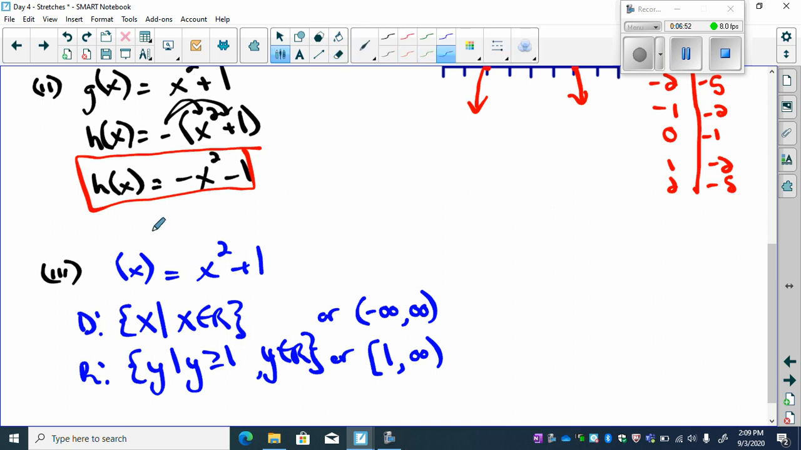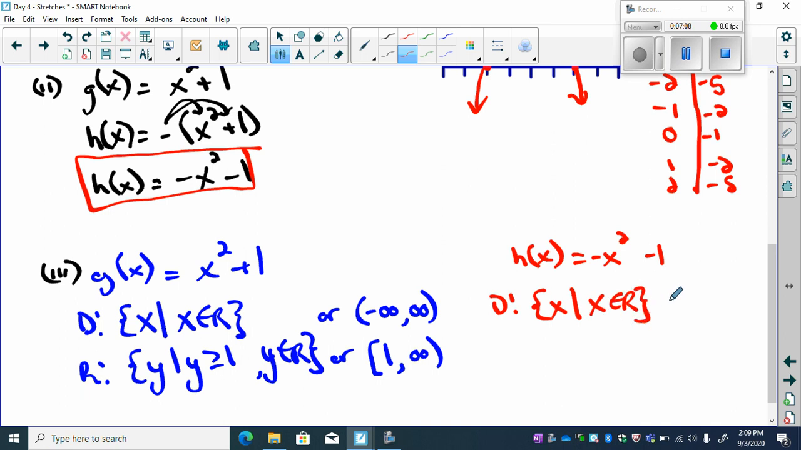And I called my transformed curve h of x. So for h of x equals negative x squared minus 1, the domain is still x belongs to the real numbers, or from negative infinity to positive infinity in interval notation.